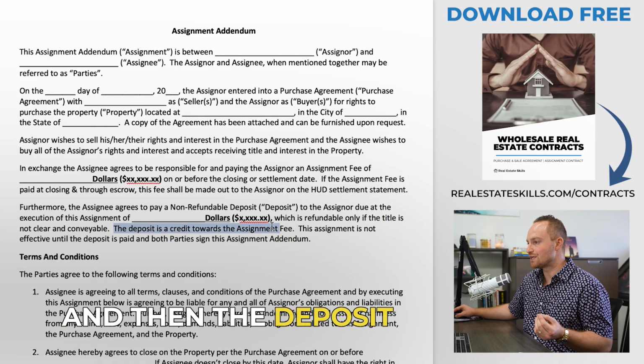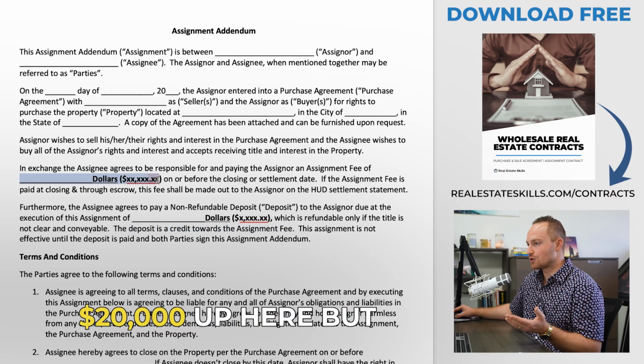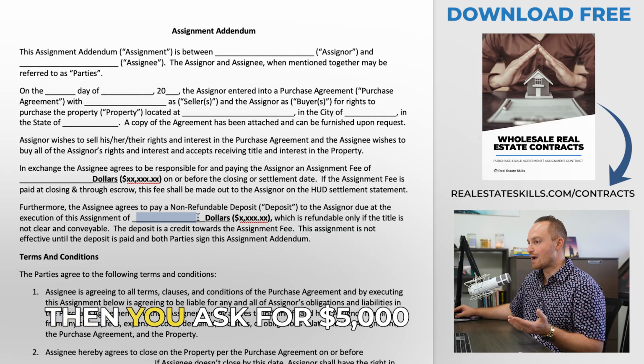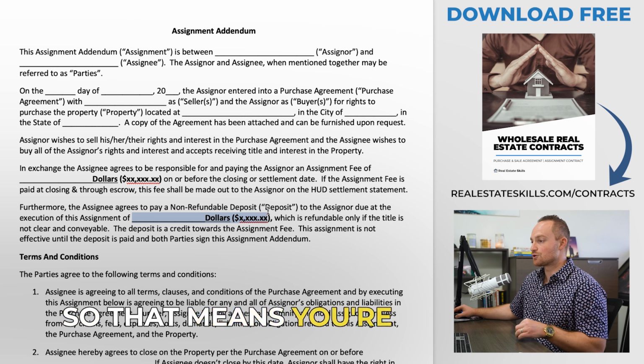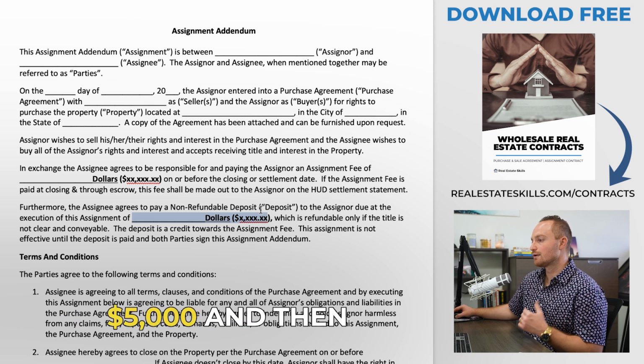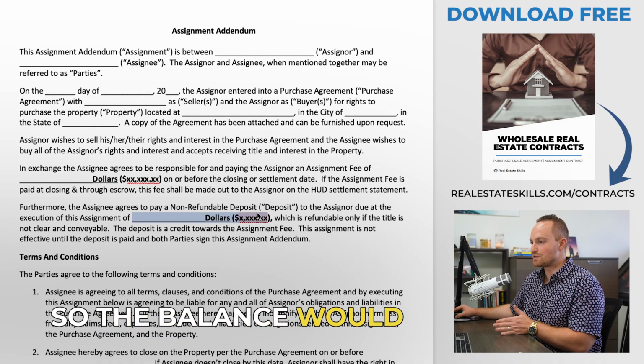And then the deposit is a credit towards the assignment fee. So let's say your assignment fee is $20,000 up here, but then you ask for $5,000 at the time of this contract formation here. So that means you're going to get paid $5,000 and then $15,000 at closing. So the balance would be due at closing.